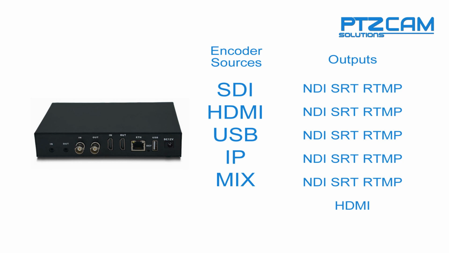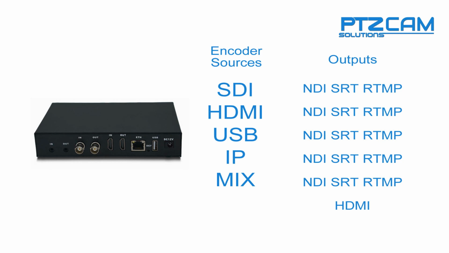The HDMI has its own NDI, SRT, and RTMP out. Same with the USB, the IP, and the mix, meaning that we can get five NDI outputs. And we actually get more than that, but let's stick with five for now because this could become a very cluttered slide if we did everything.